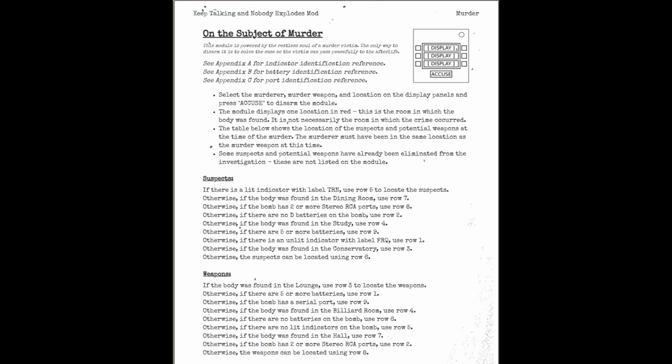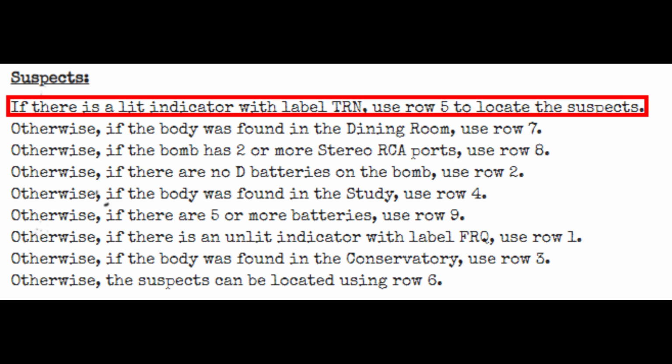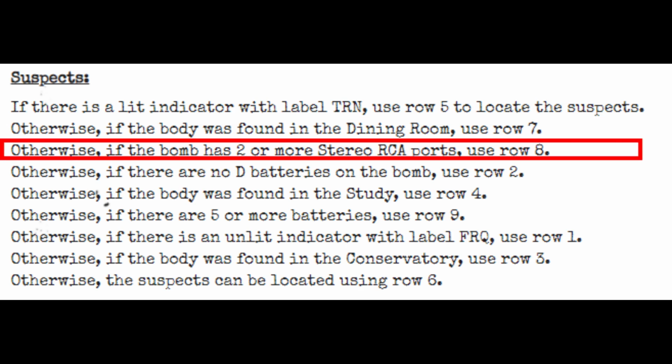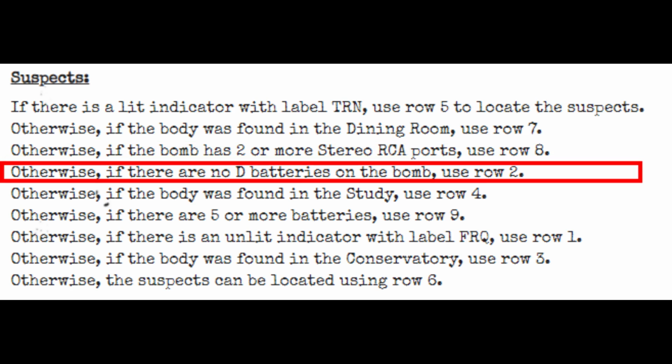The first page will give us rows for the suspects and the weapons. I'll explain what each row does later. For now, let's figure out the row for the suspects. First statement says use row 5 if there is a lit TRN indicator. That's not true, so we move on. Use row 7 if the body was found in the dining room. That's not true either. The bomb has 2 or more stereo RCA ports. No. There are no D batteries. This one is true, so our suspect row is 2.